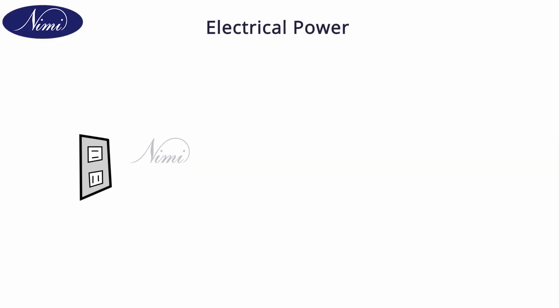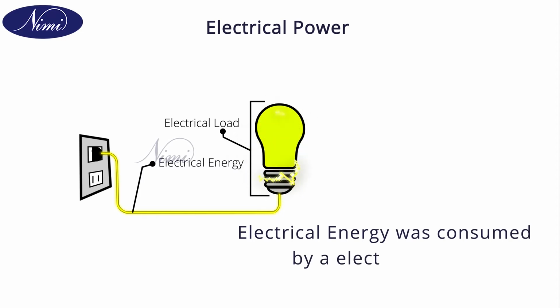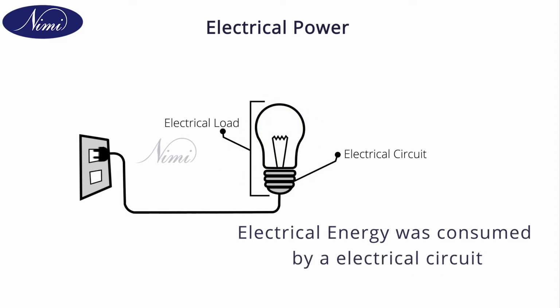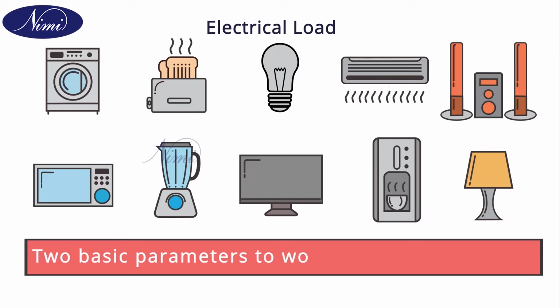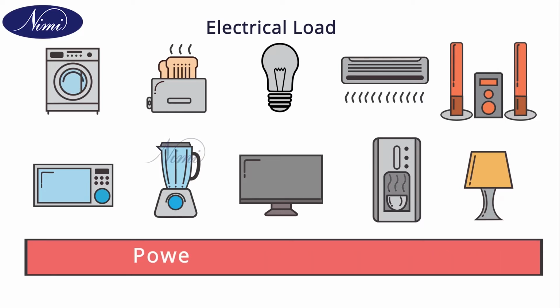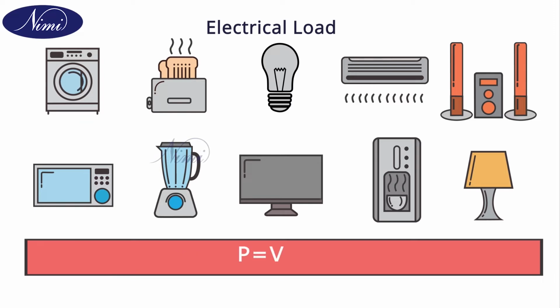In electrical terms, power is the rate at which electrical energy is consumed by an electrical circuit. Any electrical load requires two basic parameters to work, that is voltage and current. So, power is voltage into current, that is P is equal to V into I, and the unit of power is watt.